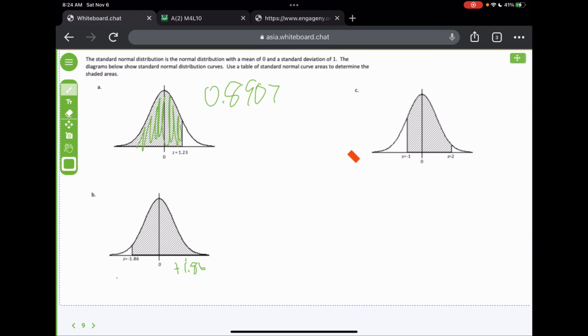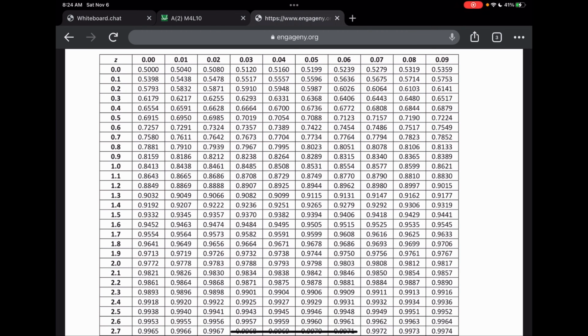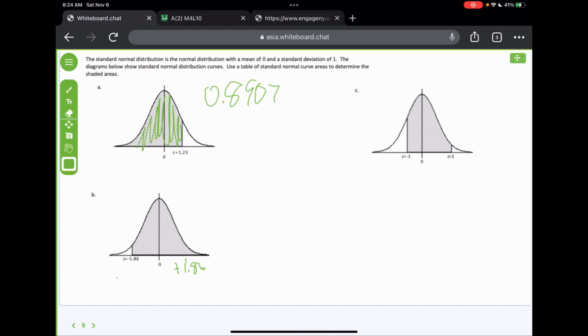Here, all we have to do is look at our 1.86. So 1.8 is here. Now let's go over to the 6. So 1.86 is 0.9686. So that is our value, 0.9686. Even though that's negative, it doesn't matter because we're just talking about the probability or the values that are inside that curve.